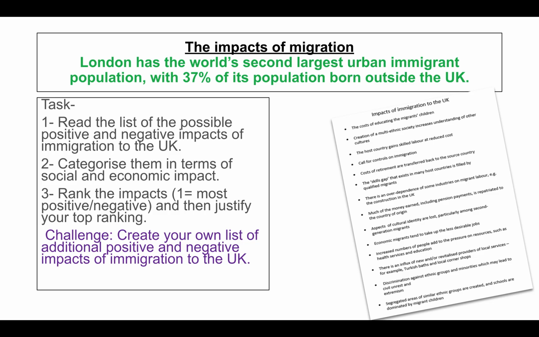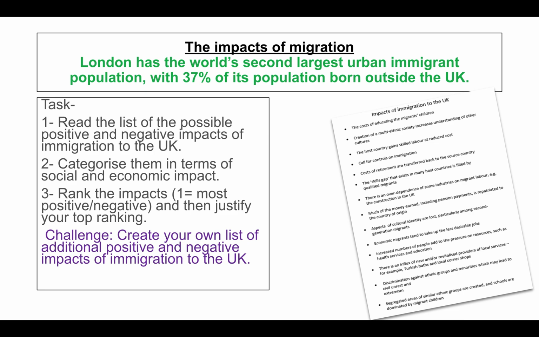So our next task is thinking about some of the impacts. In particular, these impacts do centre in our urban cores, as we discussed last lesson. London has the world's second largest urban immigrant population, with 37% of its population born outside of the UK. In Brent, that number is even higher.